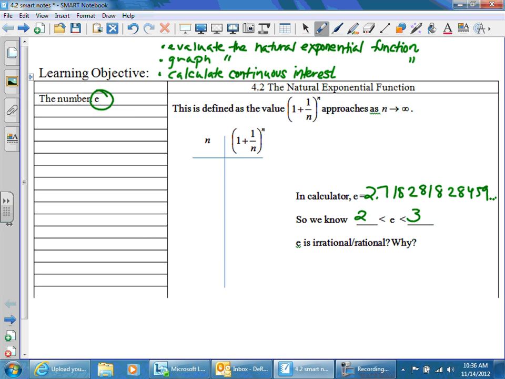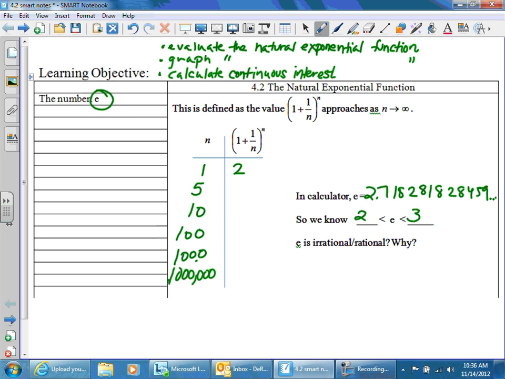But I want to investigate a little bit. If I just started plugging in some values for n here, it got bigger and bigger. So let's put 1 right here, and let's see what happens when I plug this in. So 1 divided by 1 is 1, plus 1 is 2, and 2 to the first is 2. So do that with some more values. See what happens if you plug in 5. And then let's jump to 10. Try 100, 1,000, and try 1,000,000.